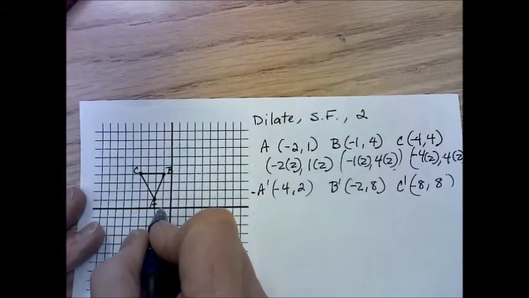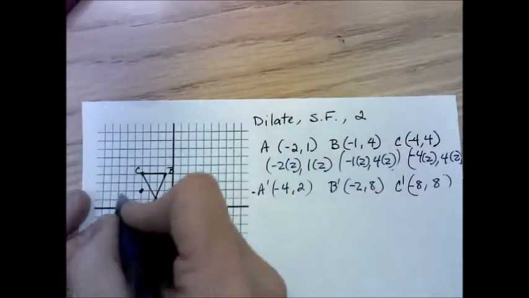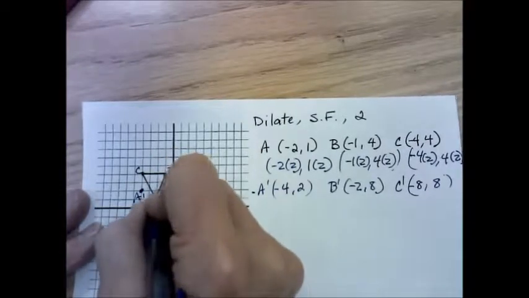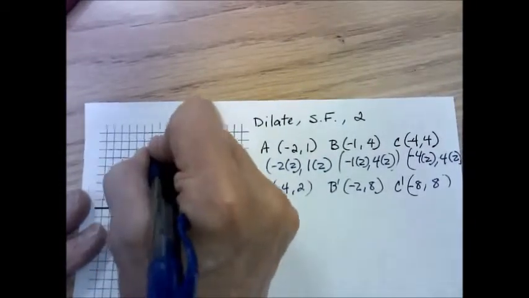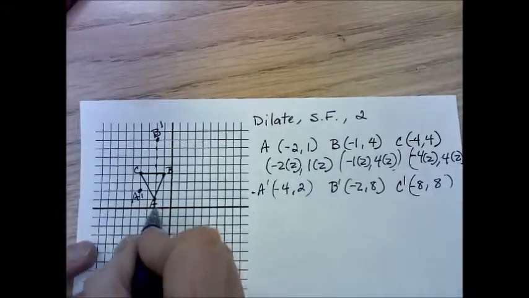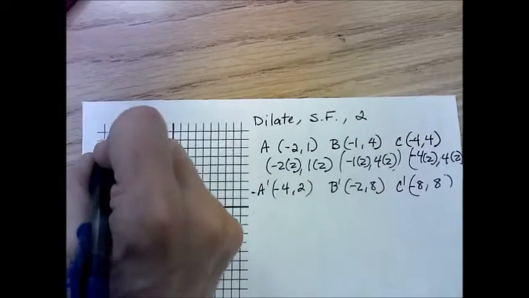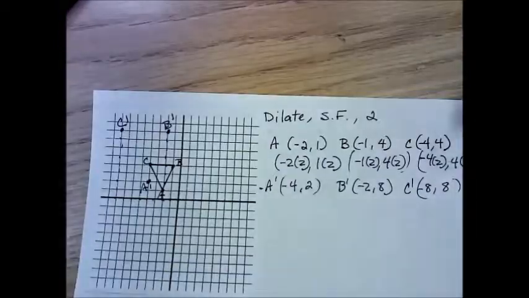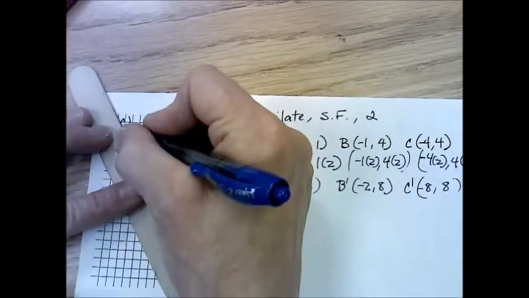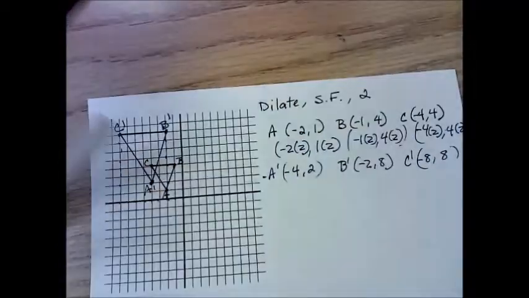A prime, so -4, 1, 2, 3, 4, +2. That's my A. B prime is -2, +8, so 1, 2, and then 1, 2, 3, 4, 5, 6, 7 up here, and that's my B prime, okay? And C is at -8, +8. 1, 2, 3, 4, 5, 6, 7, 8. 1, 2, 3, 4, 5, 6, 7, and 8. There's my C.